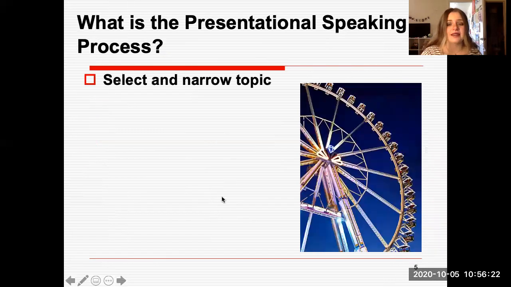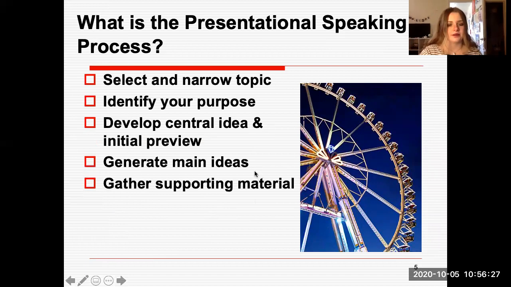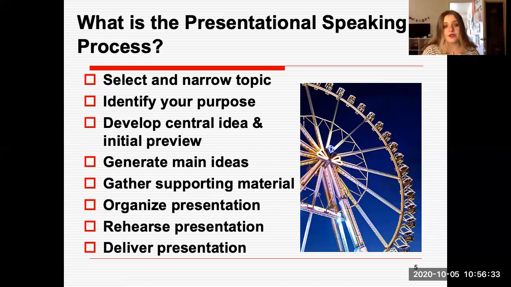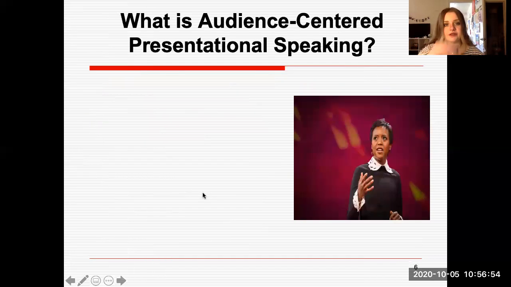So what is the speaking process? Let's get all that out there. You will select and narrow a topic. You'll identify your purpose. Then you'll develop your central idea and initial preview. You'll generate main ideas using supporting material. You'll organize the presentation, rehearse, and then deliver. It seems pretty simple, but we'll go into more detail about each of those steps.